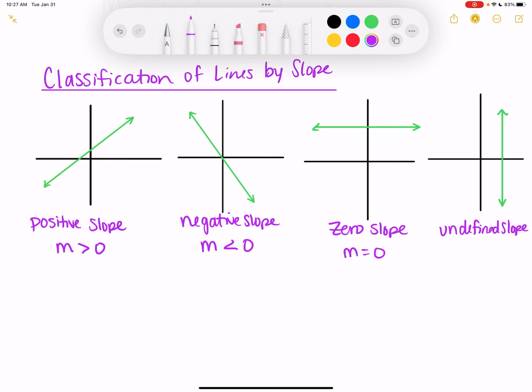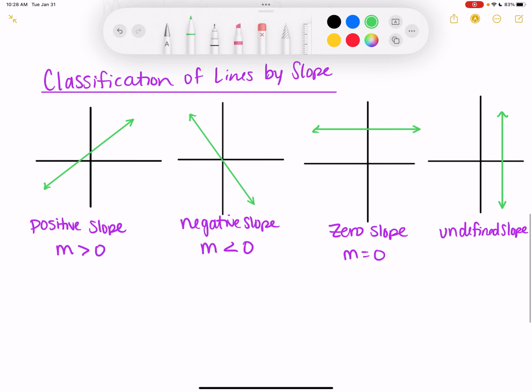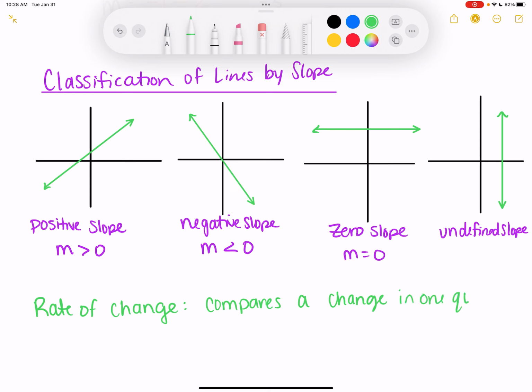I'm going to go ahead and give you a definition, but this part we won't do today. It'll be at least another day or two before we get to it. But rate of change compares a change in one quantity to a change in another quantity.